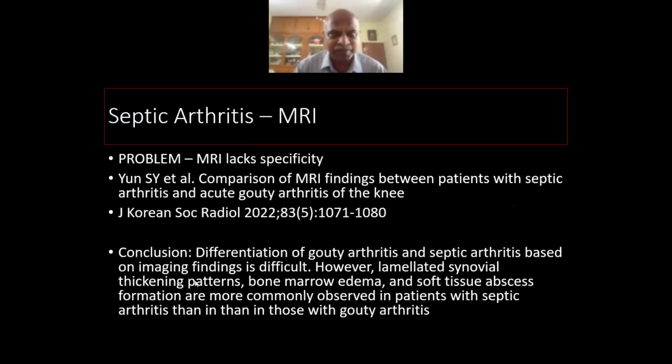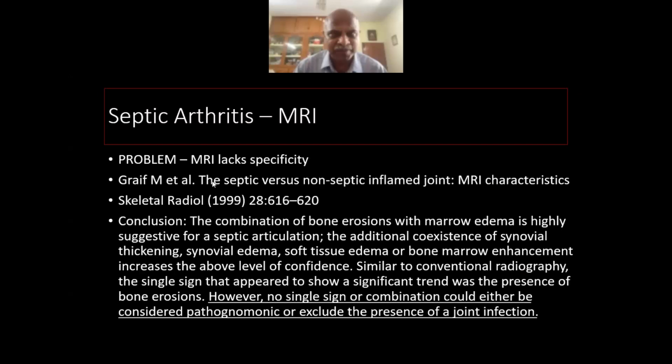I must make a point here that the lamellated synovial thickening pattern is also the thickening pattern that we end up seeing, and that points to an infection, when we are doing MRs for prosthetic joint infection. Another article, published a little earlier in Skeletal Radiology, looked at MR features of septic versus non-septic inflamed joint. And again, they found that no single sign or combination could be either pathognomonic of septic arthritis or could confidently exclude the presence of joint infection.